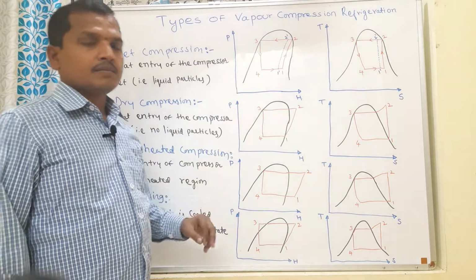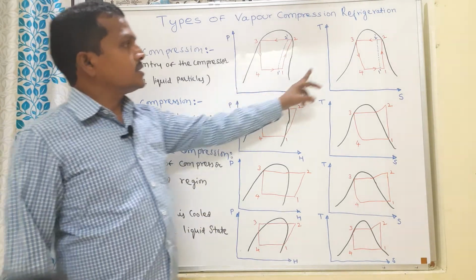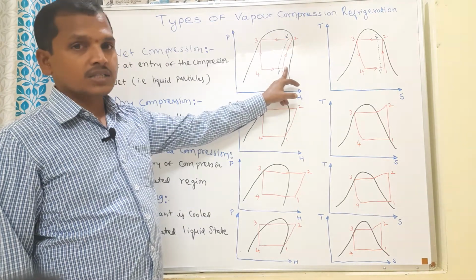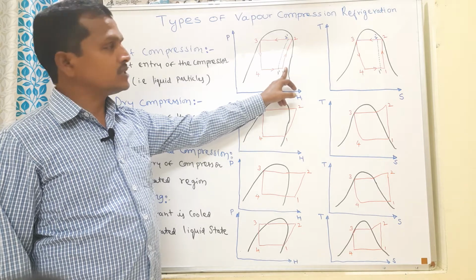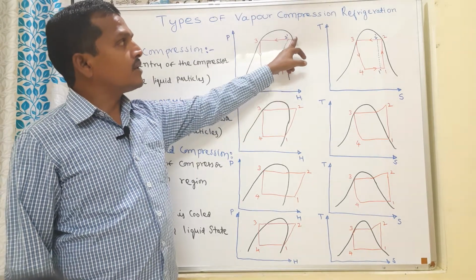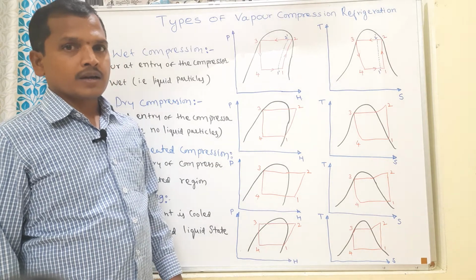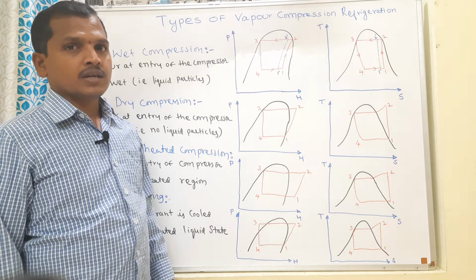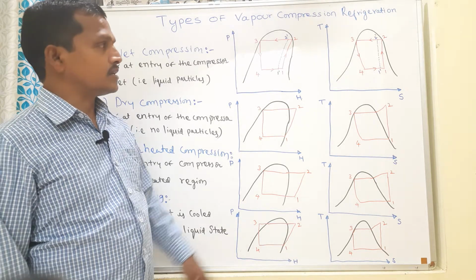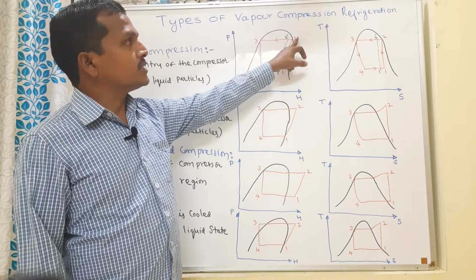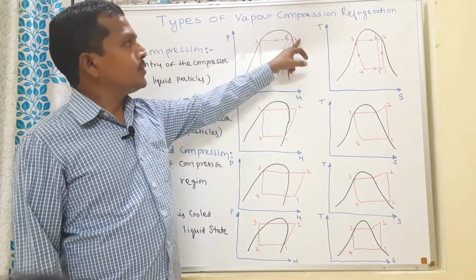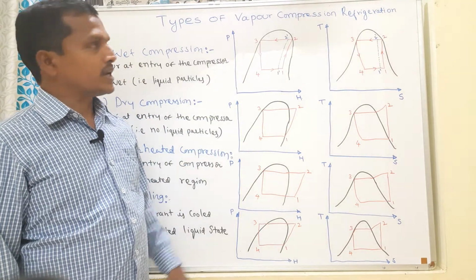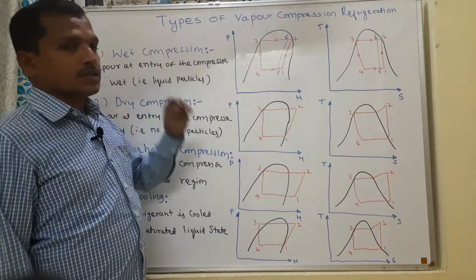It takes place inside the compressor. This is the pH diagram. This is the TS diagram. First, the condition of the refrigerant before entering into the compressor is 1. At the end of the compressor it is a dry saturated state. So 1 to 2, 2 to 3, 3 to 4, 4 to 1. This is the pH diagram for the wet compression.